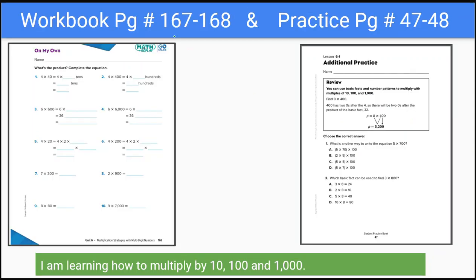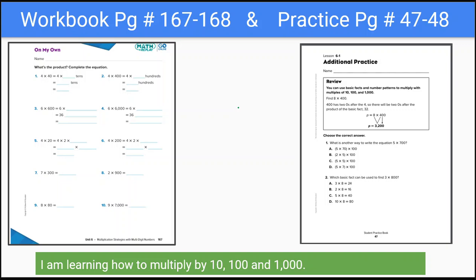Okay, today in class we're going to look at workbook pages 167 and 168, and we're going to do practice pages 47 and 48. Okay, they look like this. Kids, you're learning how to multiply by tens, hundreds, and thousands.